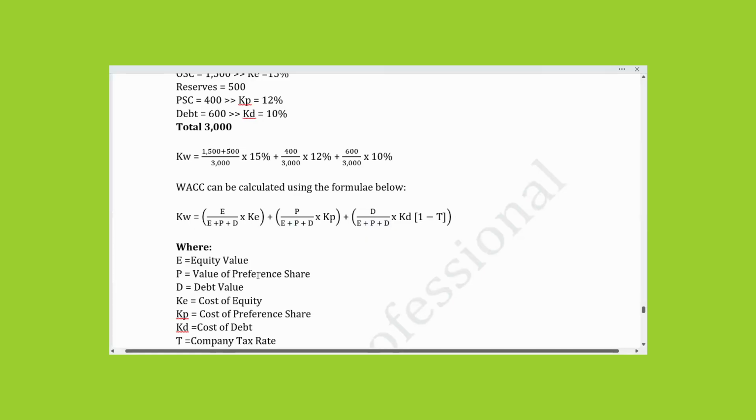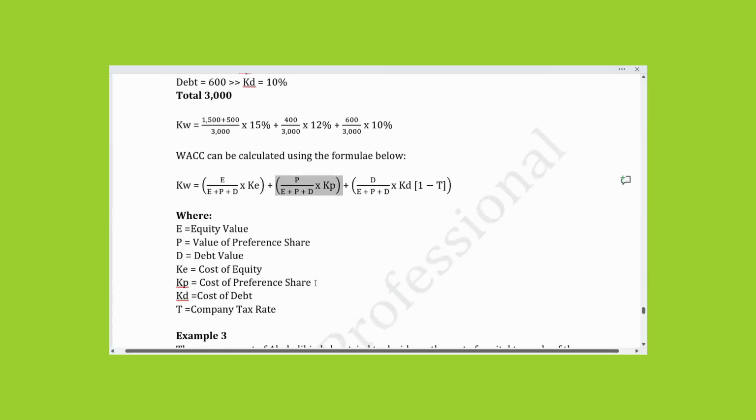So depending on the information you have in the capital structure, at times you may not have preference share. If there's no preference share, then the formula in the middle, you are going to remove it. It will be the two extremes. You calculate for equity, you calculate for debt, then you add the two together. That's all you are going to do anytime you want to calculate WACC.